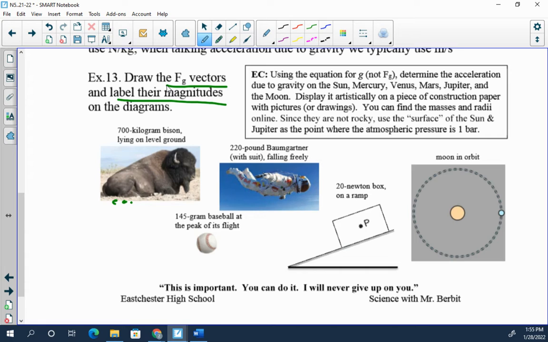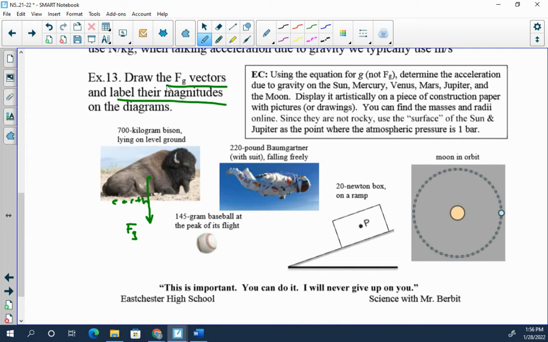Earth is down here. So you find the bison's approximate center. There it is. And where is it being pulled? This is not now the gravitational field vector, but what's the actual force on it? It is being pulled down toward Earth's center. We put a downward arrow, and we call that Fg for the force of gravity.